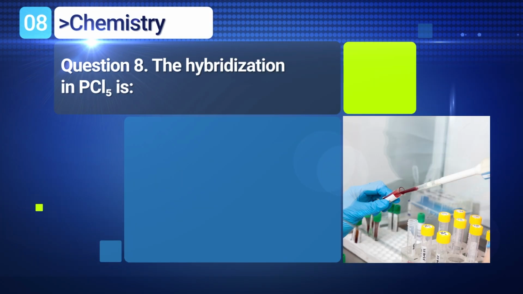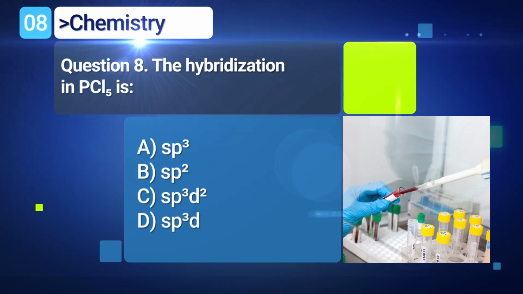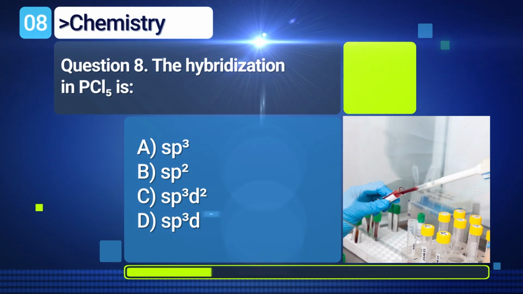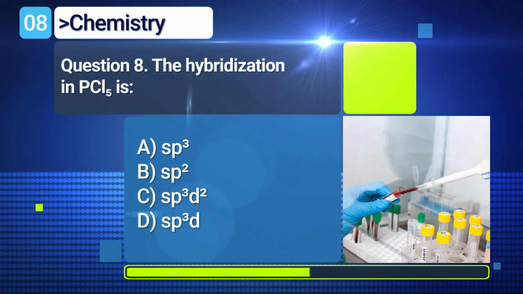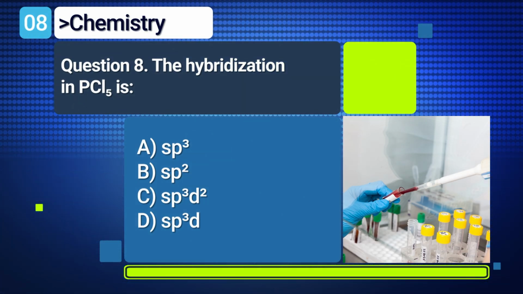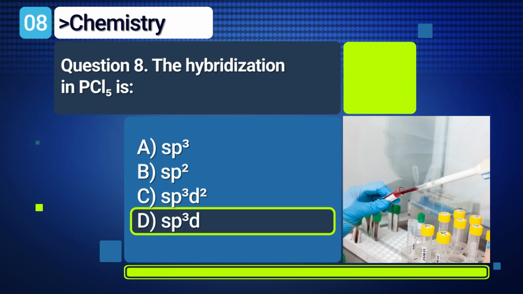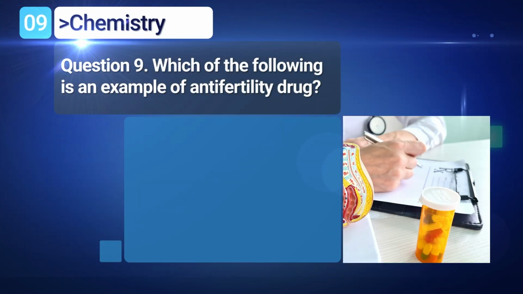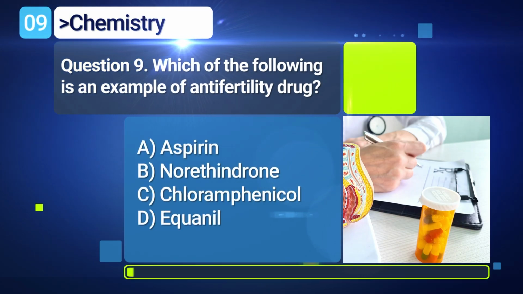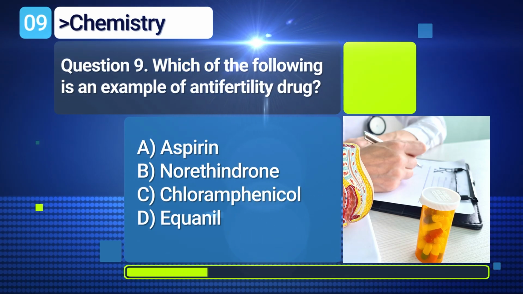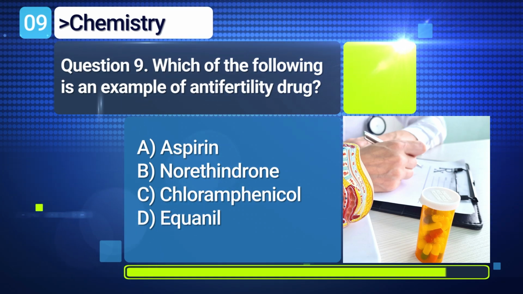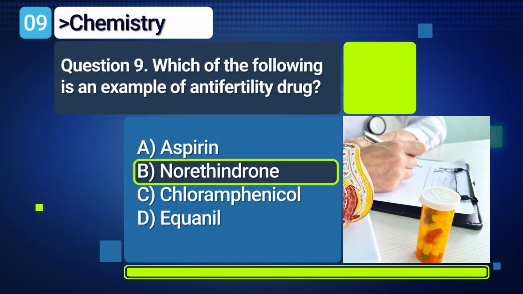Question 8. The hybridization in PCl5 is A. sp3, B. sp2, C. sp3d2, D. sp3d. Answer: D. sp3d. Question 9. Which of the following is an example of anti-fertility drug? A. Aspirin. B. Norethindrone. C. Chloramphenicol. D. Equanil. Answer: B.